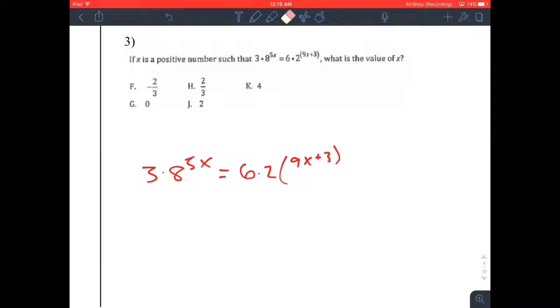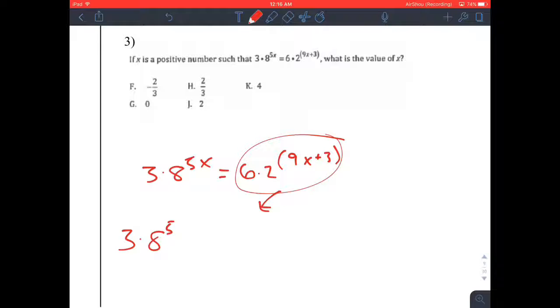How I would do this one in my calculator, since both sides have a variable in it, I would subtract this from both sides, so we get 3 times 8 to the 5x minus 6 times 2 to the 9x plus 3 equals 0.